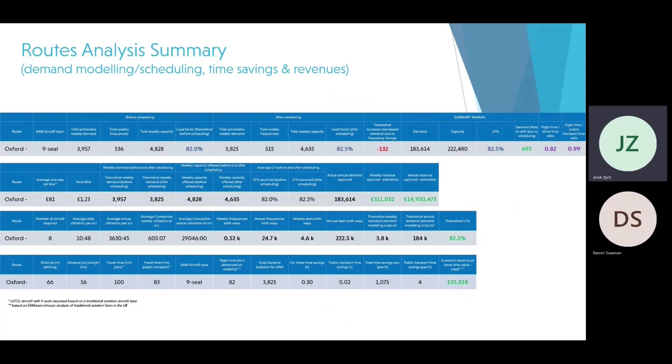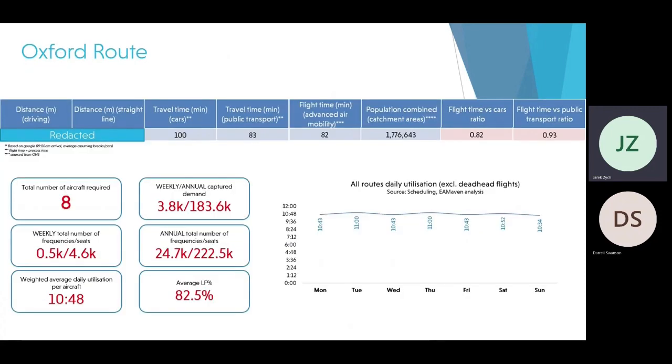So as you can see, we can analyze total achievable weekly demand, load factors, frequencies, fare per mile, average one-way net fares, aircraft required, utilization. So all this kind of information that any operator or airline would require for business planning. And again, these are just outputs from our analysis on an Oxford route.